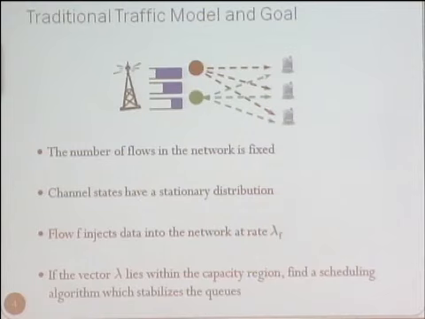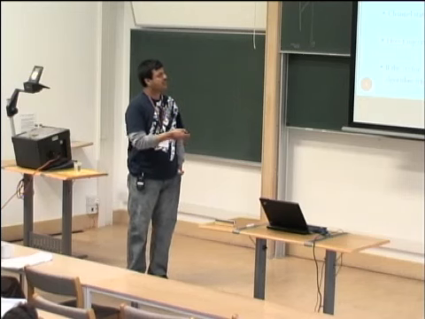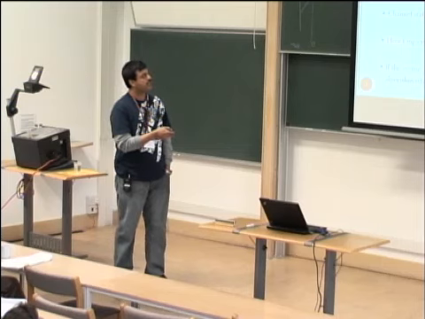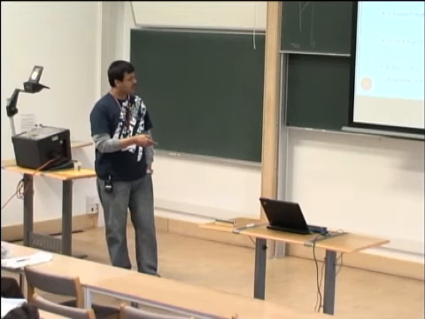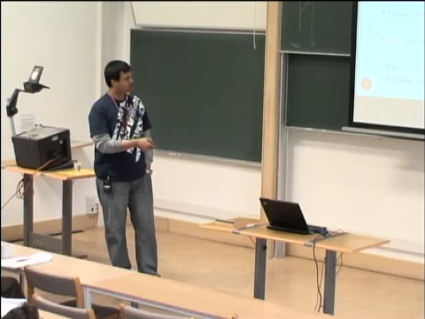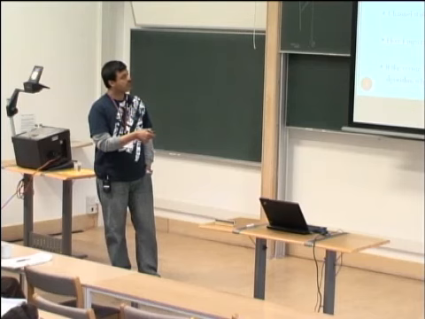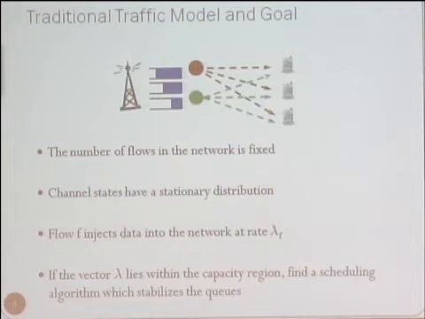Knowing the channel state distributions, you can compute what the capacity region of this network is. Based on that, you can figure out whether a set of arrival rates, or the injection rates of packets into these queues, can be supported by the network, in the sense that there is a scheduling algorithm that stabilizes all the queues in the network. And the goal often is to find a scheduling algorithm that stabilizes every vector that lies within the capacity region without knowing this vector lambda, nor the arrival statistics or the channel statistics. That's been the focus of much of the research in this area.